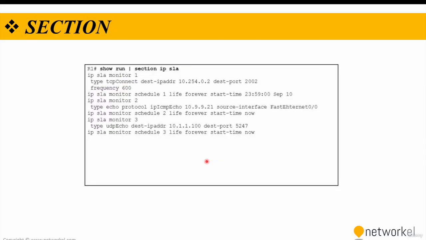And we also have section filtering. The show running-config pipe section command is used to display specific sections of the running configuration on a Cisco device. This command is useful for focusing on particular parts of the configuration without having to scroll through the entire configuration file. For example, in here, I'm able to see the show run pipe section IP SLA command is run, and it means you will see all of the configurations related to IP SLA only.